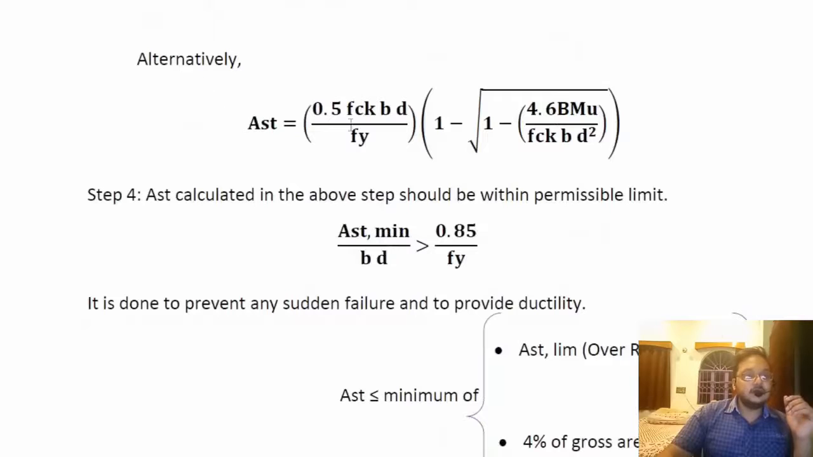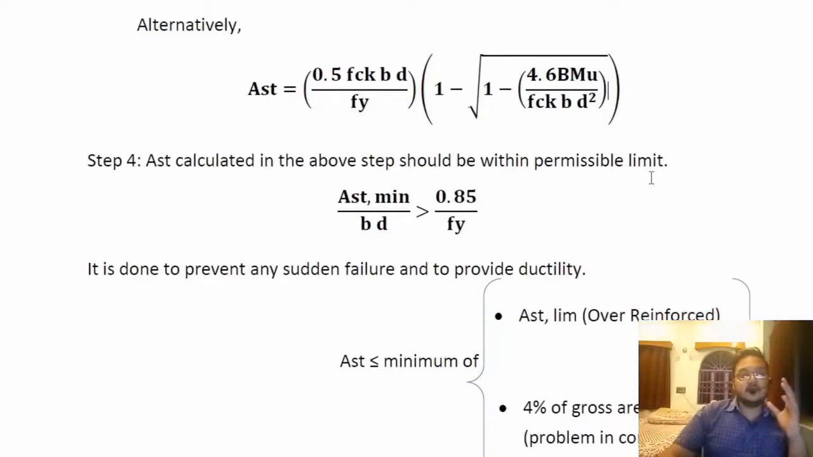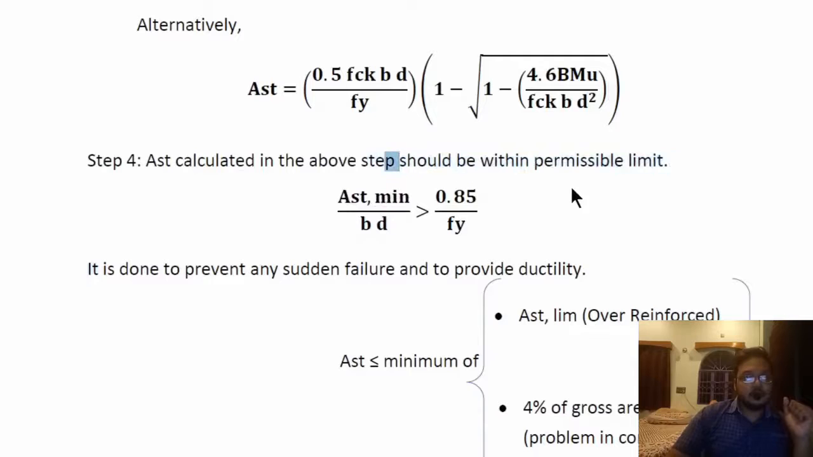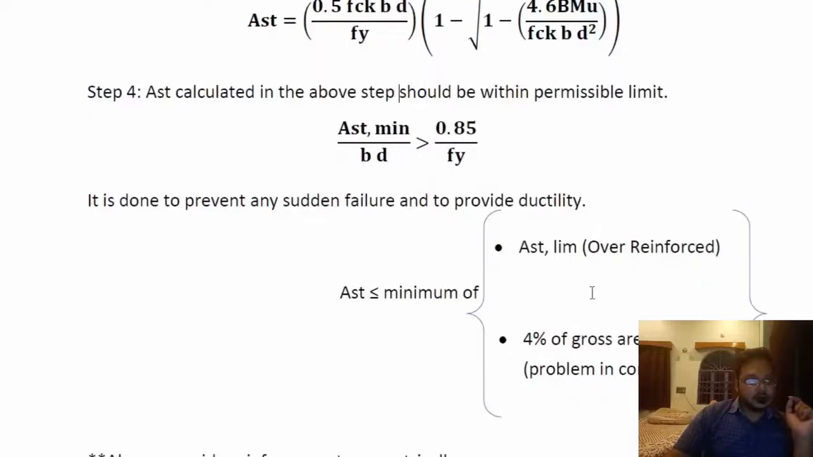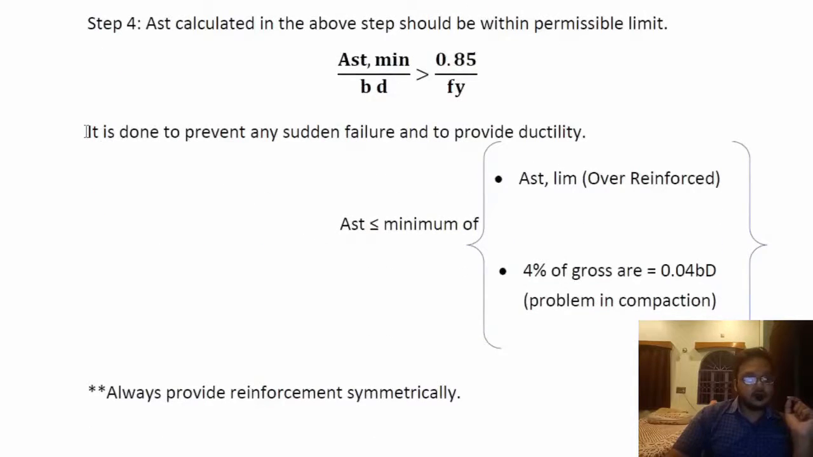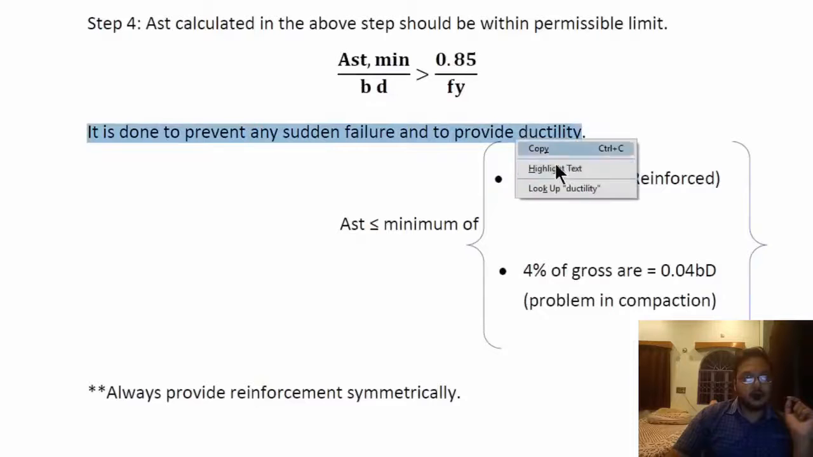Alternatively, AST can also be found by this huge formula, and mostly we'll be using this one to get the value of AST. After we get the value of AST, we will check whether it is satisfactory or not. For that we use this formula to determine the AST minimum. The AST calculated in the above step should be within the permissible limit, and we determine the AST minimum by this equation to prevent any sudden failure and to provide ductility.